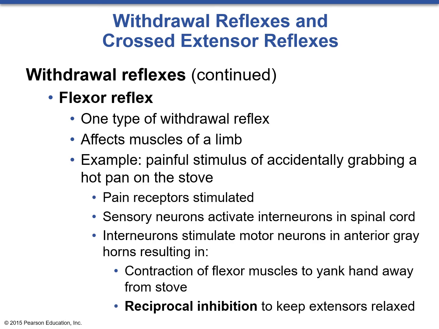The first would be the flexor reflex. This is one of the simplest types of withdrawal reflexes. Here, a painful stimulus is initiated and we withdraw our hand or foot. An example would be grabbing a hot pan on the stove. Here, the pain receptors are stimulated and sensory neurons activate interneurons in the spinal cord to transmit information. The interneurons stimulate the motor neurons in the anterior gray horns, resulting in contraction of the flexor muscles to yank the hand away. And they also are going to keep the extensors relaxed. This concept is called reciprocal inhibition.